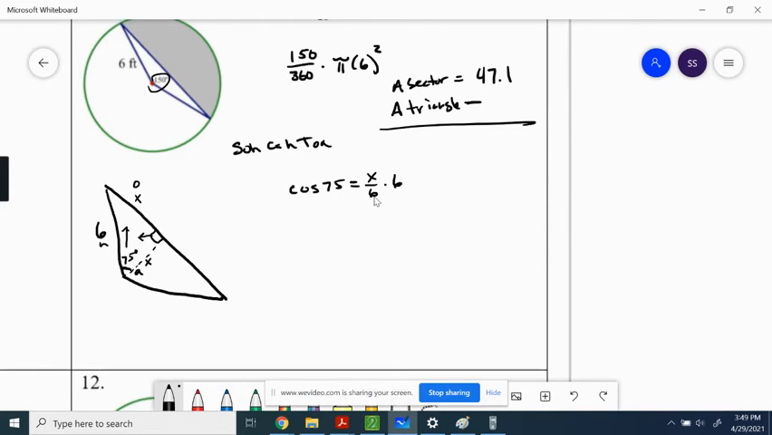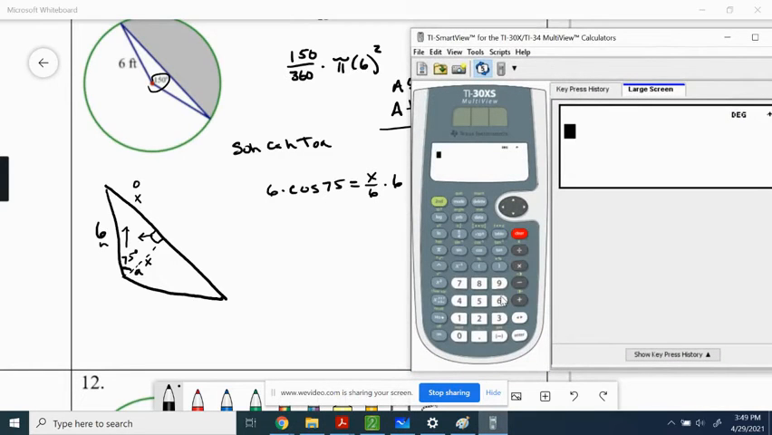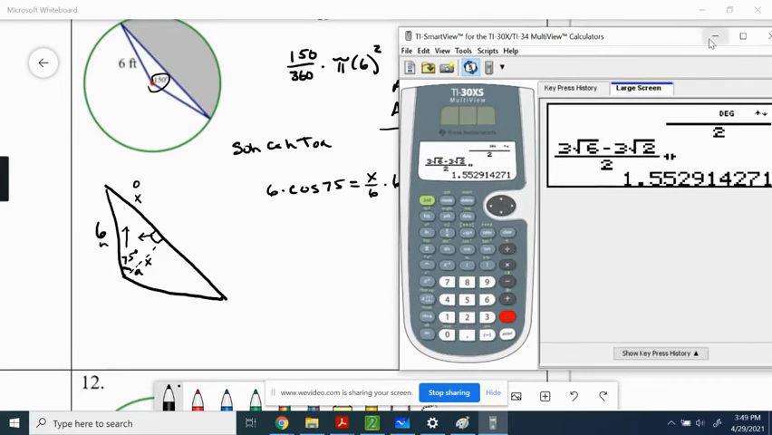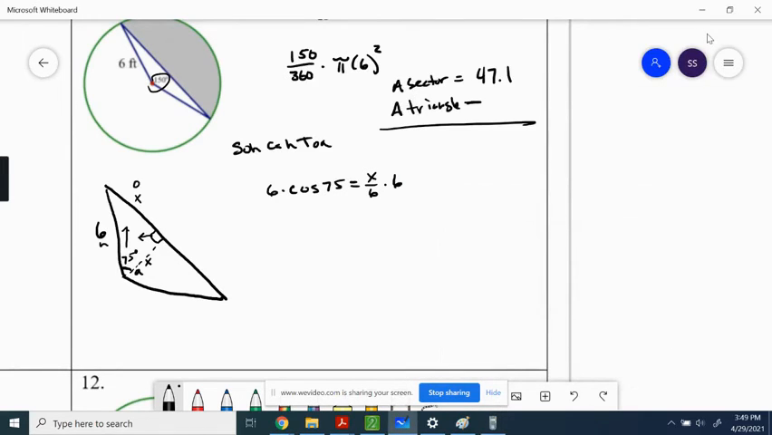And now I multiply by 6 on both sides. Pull your calculator up for this. 6 times cosine of 75 is a pretty ugly answer. Definitely want a decimal equivalent for that. 1.55, let's just call that 1.6. So x is equal to 1.6. And again, this is going to be our height. So I'm going to change this x to an h to remind me that this is my height.